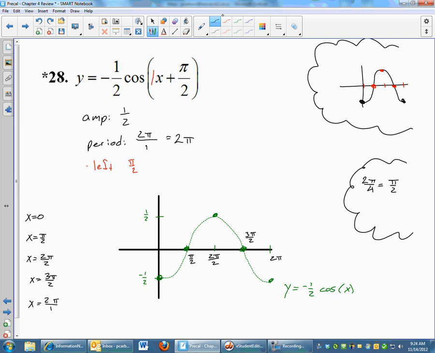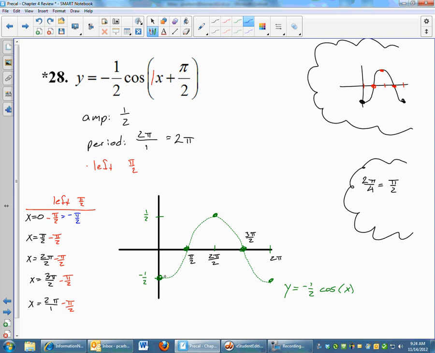If you shift left pi over 2, then what you do is you subtract pi over 2 from those x coordinates. So I'm going to subtract pi over 2 from each one of them, minus pi over 2, minus pi over 2, minus pi over 2, minus pi over 2. And my new x coordinate, whatever I get, is going to be where I need to move. So 0 minus pi over 2 is negative pi over 2.